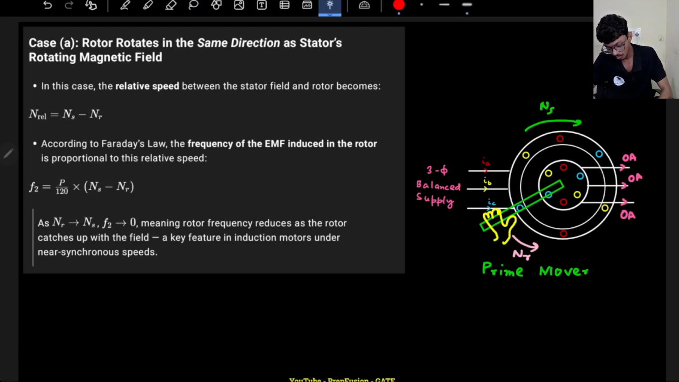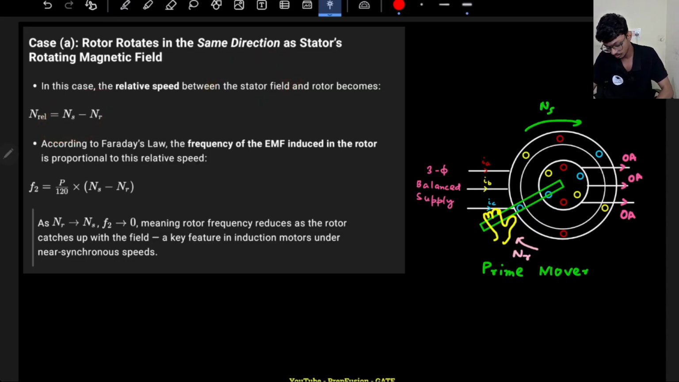So now we have already discussed the case where it is rotating in the same direction, not the opposite one, which we will discuss next. If it is rotating in the same direction, then what is the relative speed? We had just derived the relative speed between the stator field and rotor: it is ns minus nr.